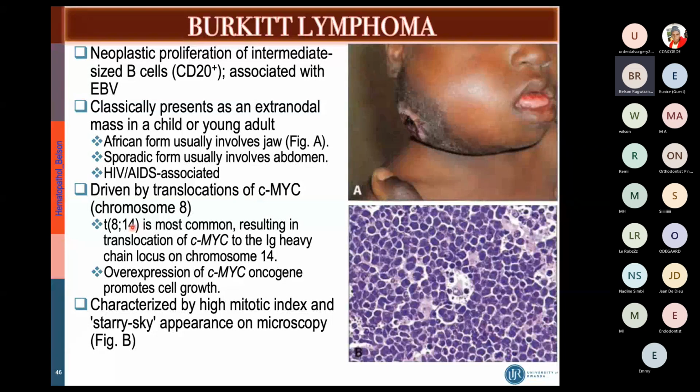So another thing I can say here is that Burkitt lymphoma also sometimes has a leukemia counterpart. That is, you find someone who has a solid tumor but you also find leukemic cells within the blood and the bone marrow.